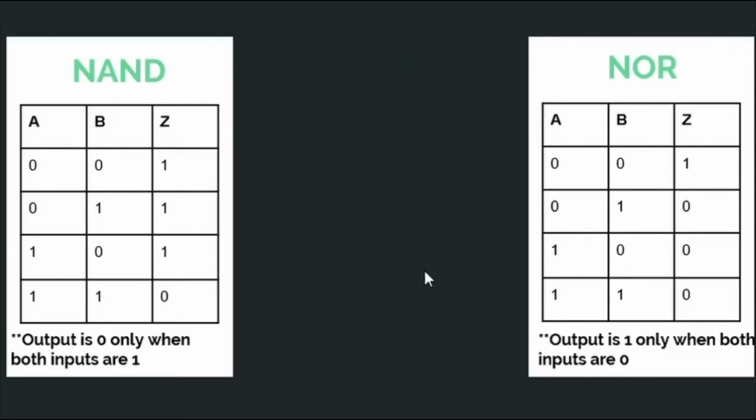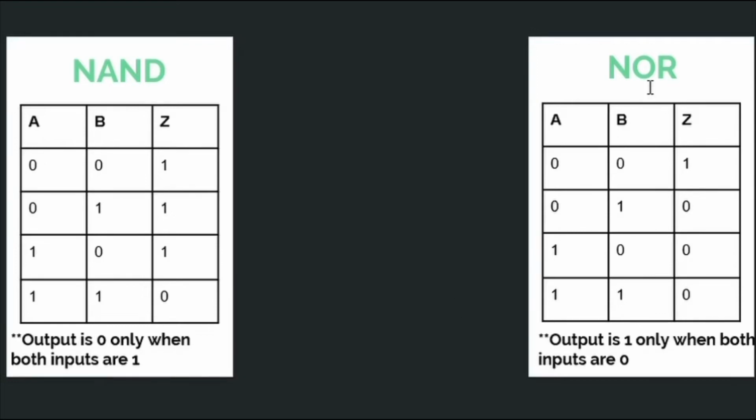Okay, so let's see what we have here. For the NAND, we took the output of the AND gate and then reverted it. If you remember, the output of the AND was 0, 0, 0, 1. So we reverted it, and it became 1, 1, 1, 0. And the corresponding sentence for NAND is that the output is 0 only when both inputs are 1, as you can see here.